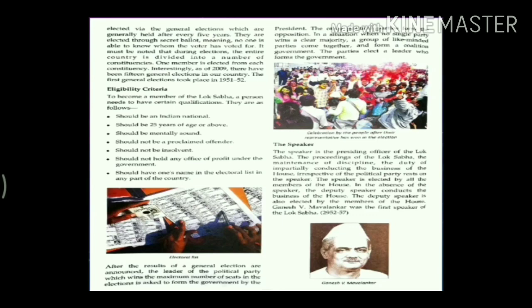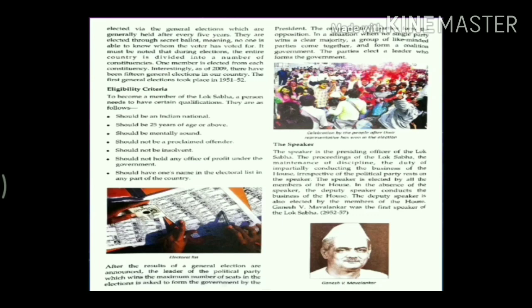Okay. So here it must be noted that during elections the entire country is divided into a number of constituencies. I told you already. One member is elected from each constituency. Interestingly, as of 2009, there have been 15 general elections in our country. The first general elections took place in 1951 to 52. Out of 552 members, 530 seats are given to the different states, 20 seats are given to the union territories, and 2 seats are allotted to the president, who elects the members for the Lok Sabha.